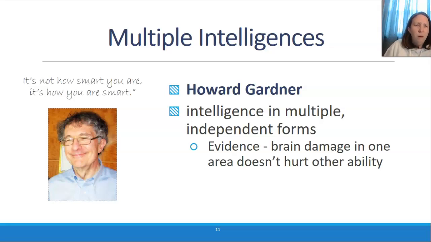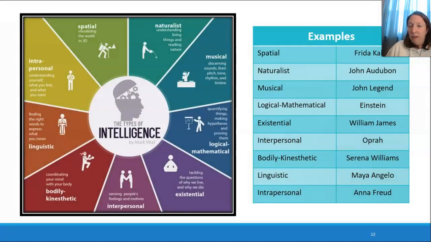I'm going to give you more on that in a moment, but let's take a look at the intelligences he currently believes exists. And he believes that there are nine different ones. And feel free to read all these descriptions yourself, but I'm going to go through some examples of the different types of people who are considered to be very strong in a certain type of intelligence. And I think it will help you understand where Gardner is coming from. Mind you, I'm not convinced I agree with Gardner, but this is where he's coming from. So he would say someone like Frida Kahlo has spatial intelligence because she's a very outstanding artist. John Audubon is a naturalist. He started most of our national parks. John Legend, Einstein, William James, Oprah, Serena Williams, Maya Angelou, and Anna Freud.